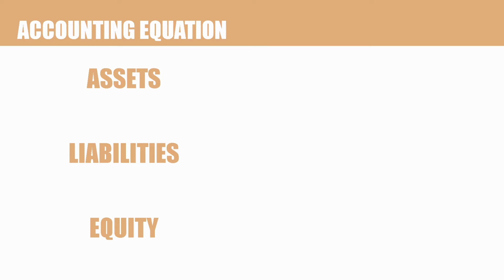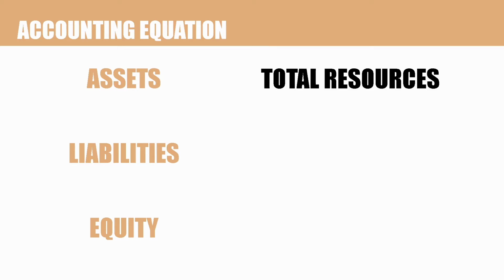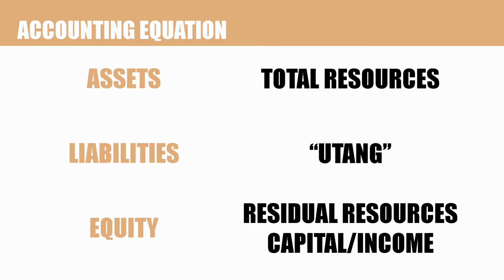Okay? So, pag sinabi nating assets, ito yung total resources ng isang business. Kapag sinabi naman nating liabilities, ito yung mga utang ni business. And pag sinabi naman nating equity, this is what we call the residual resources. Ibig sabihin, ito yung natitira kapag tinanggal natin yung ating liabilities from our assets. And mostly, ang kinocomprise nitong equity ay yung ating capital at yung income na nanggagaling sa ating operations. Okay? Yung capital, yun yung nanggagaling doon sa ating mga owners ng ating business.